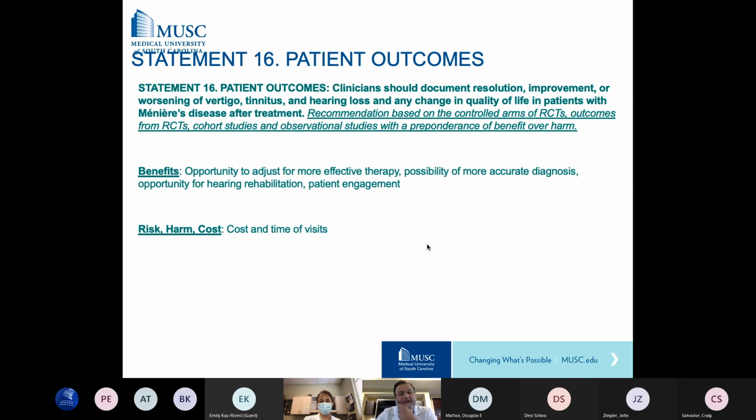So patient outcomes is the last statement of the Academy about Meniere's disease. It's very important to document resolution, improvement, or worsening of each of the components of the symptoms, vertigo, tinnitus, and hearing loss, and any change in quality of life in patients with Meniere's disease after treatment. We do lack a lot of standardized outcome measures, especially for this disorder that spans multiple symptoms. And it's very important to keep good documentation to decide the next step.